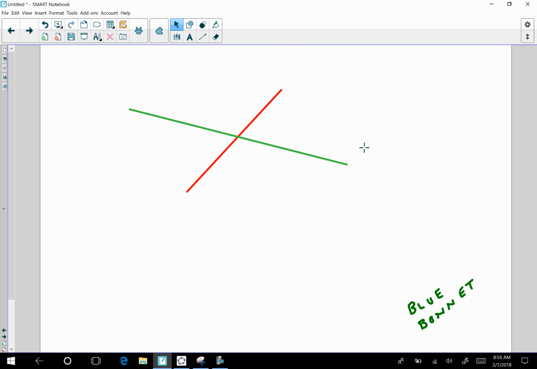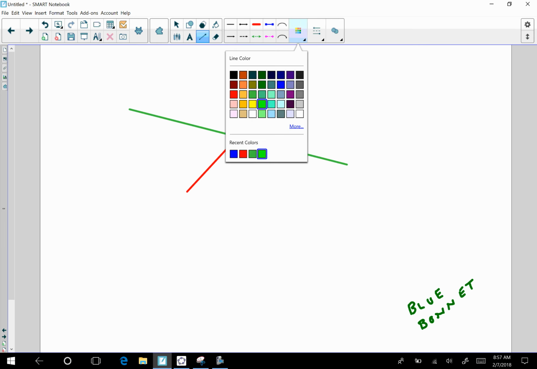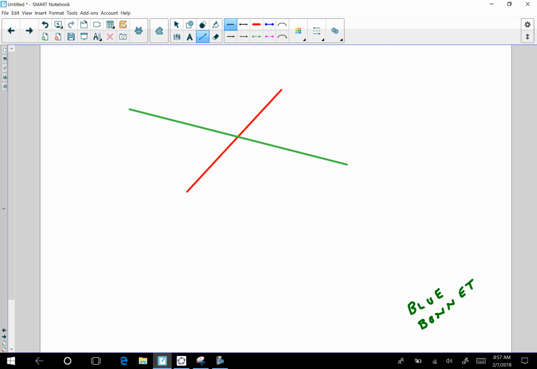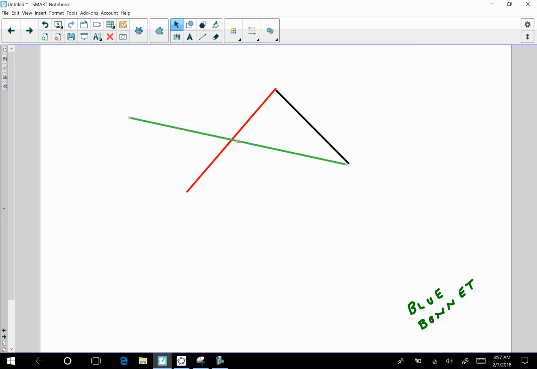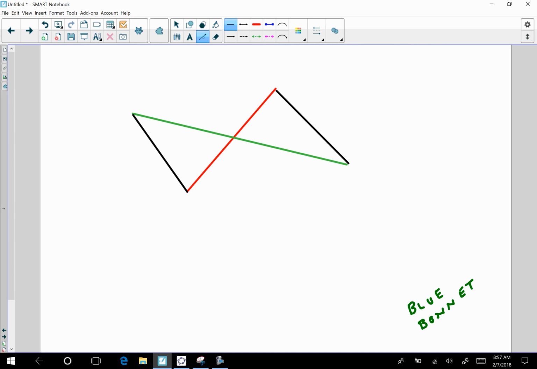Look what I'm going to do now. I hope I get this done without messing it up. I'm going to connect the endpoints of those segments. I knew that was going to happen. Oh, fiddlesticks. Look at that right there.